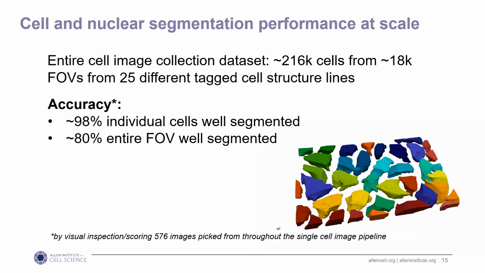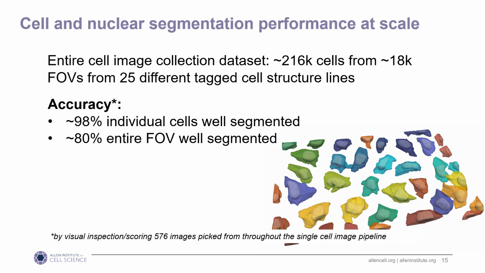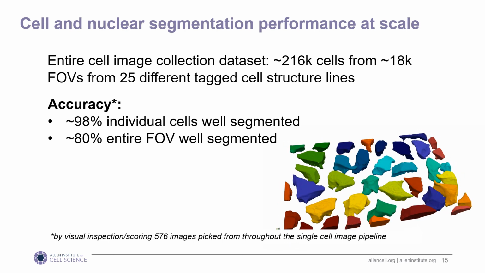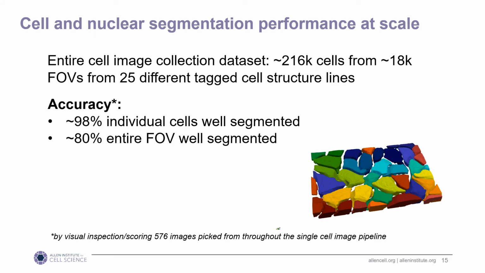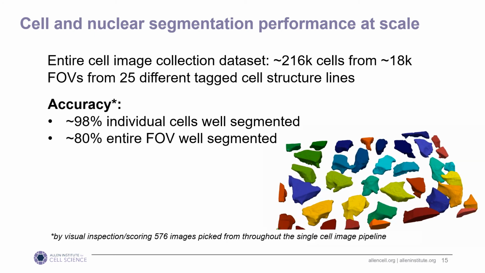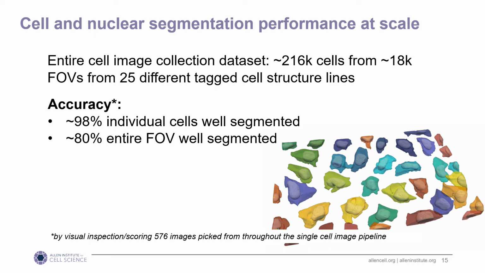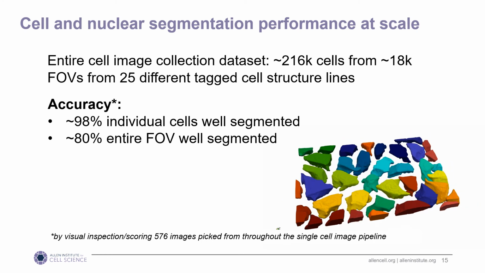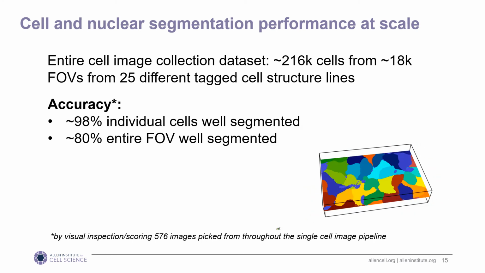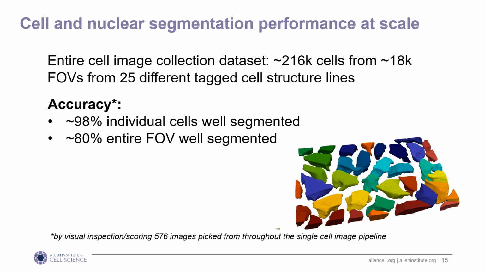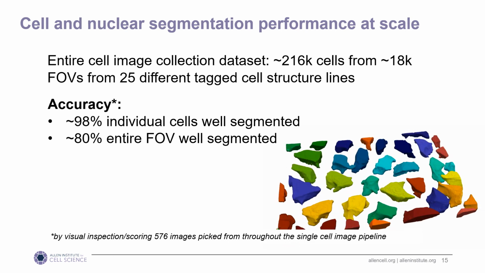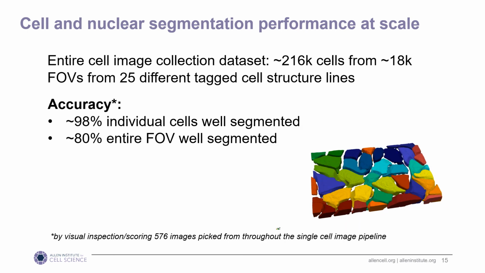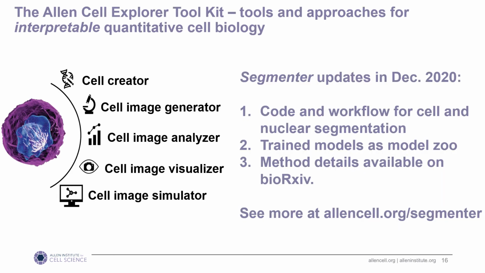At the end, the method successfully scaled up to our cell integration assay pipeline, and we got about 216,000 cells from 18,000 fields of view from 25 different cell lines, with 98% of all the cells well segmented, and 80% of all FOVs having the entire FOV well segmented. This helps make large-scale image-based single-cell analysis possible.